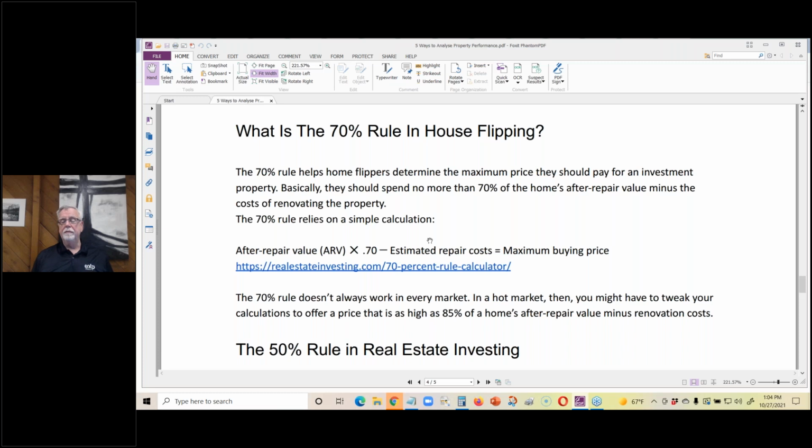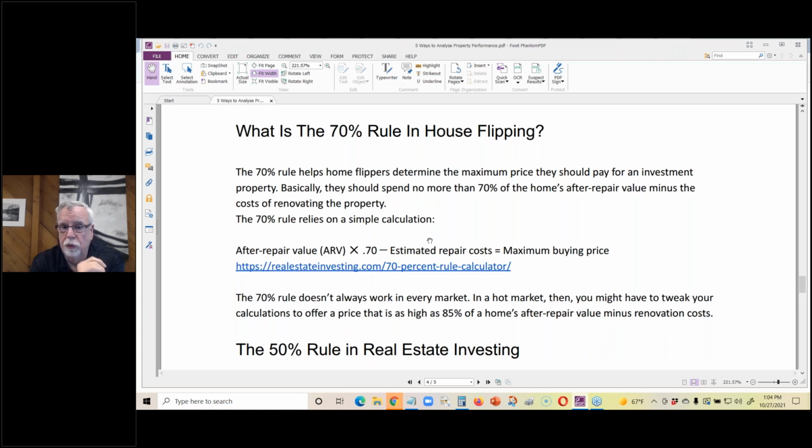But ARV means if we fixed it up. So typically what we're doing is looking at the properties in that area that have sold recently that are all fixed up, that have the new floors and the new kitchens and new bathrooms and things like that. Then we determine what they're getting in price per square foot, right? And that number would be the ARV, the after repaired value. BRV, before repaired value, is essentially what they are selling it for now.